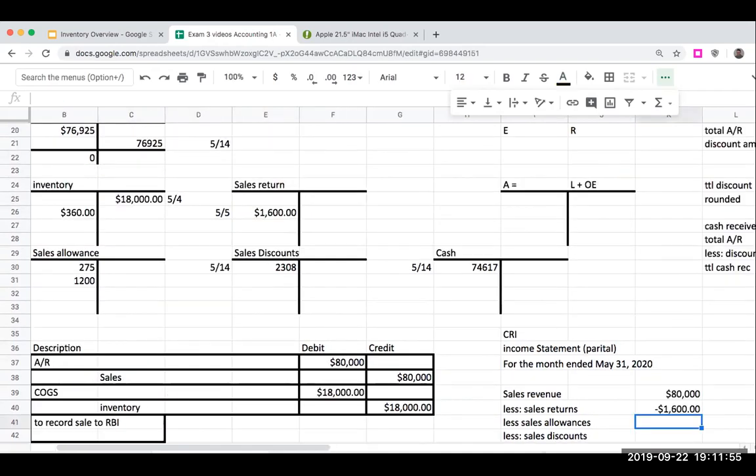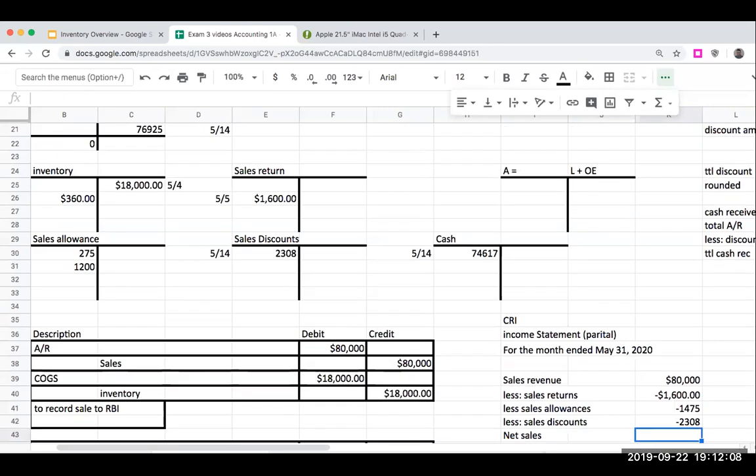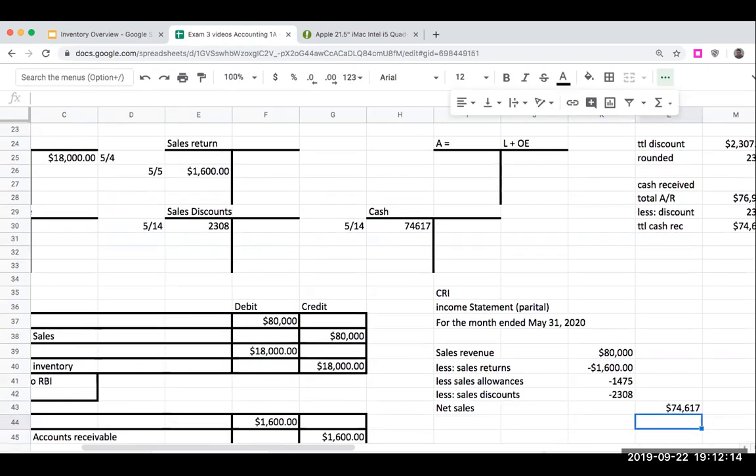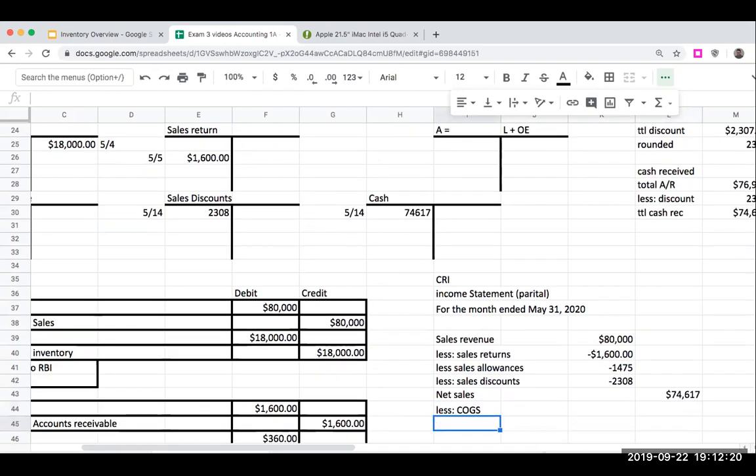My sales allowances were the negative $275, which I gave for somebody being a great customer, and then the $1,200. My sales discounts were $2,308. So my net sales is going to be the combination of these four values here, $74,617.